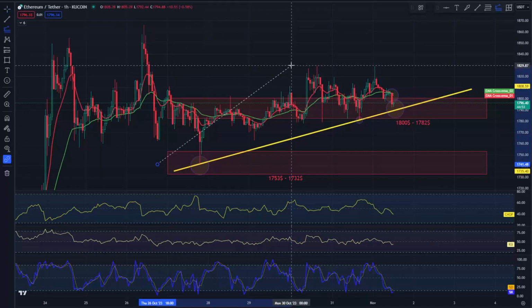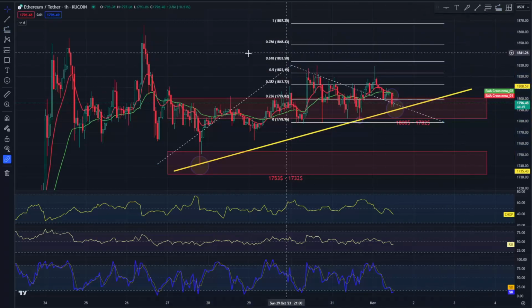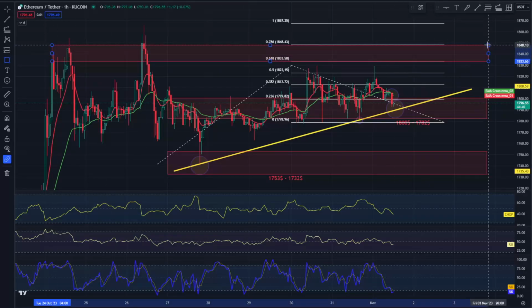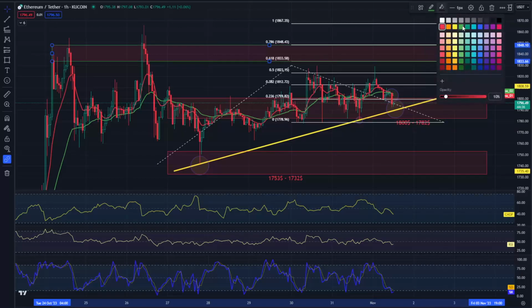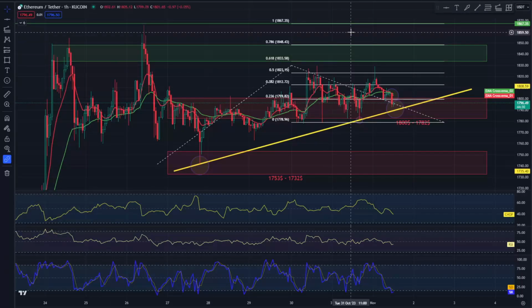Looking the other way, we can similarly mark places where the price should encounter resistance on the way up. And here we have the first very strong resistance in the zone from $1,833 to $1,848, and then visible resistance at $1,867.